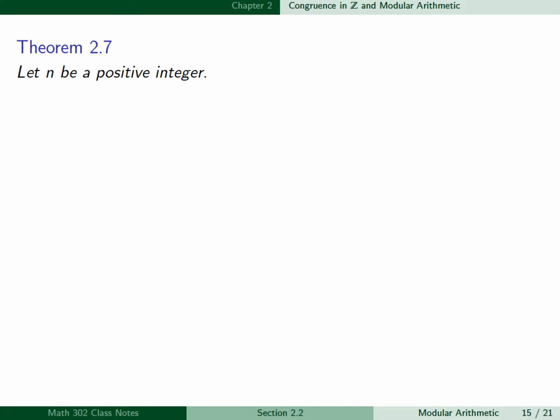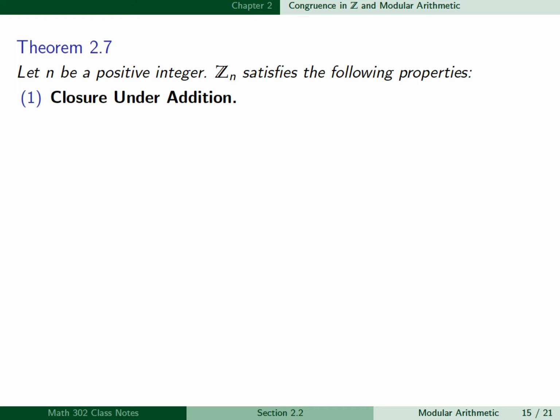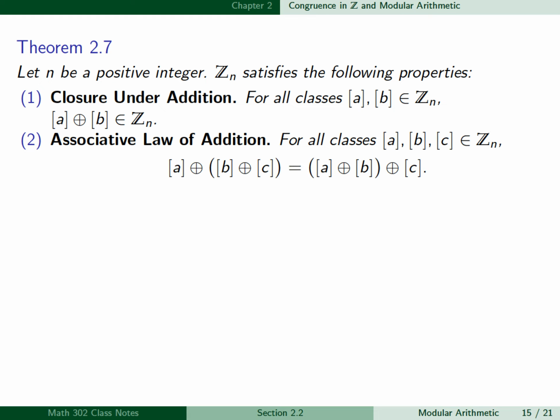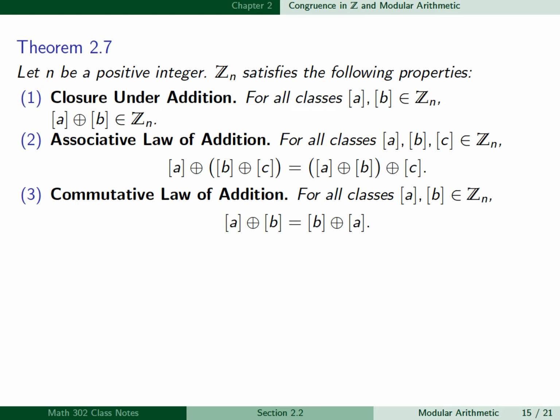So let n be a positive integer. Then Z sub n satisfies the following properties. And so we have first 1, closure under addition. For all classes A and B in Z sub n, A plus B is in Z sub n. 2, the associative law of addition. For all classes A, B, C in Z sub n, the class of A plus the sum of the quantity B plus C is equal to the quantity A plus B plus C. 3, the commutative law of addition. For all classes A, B in Z sub n, A plus B is equal to B plus A.